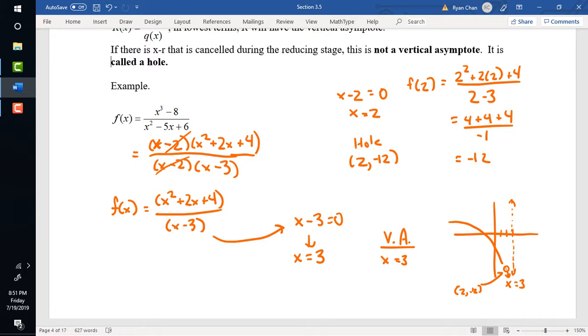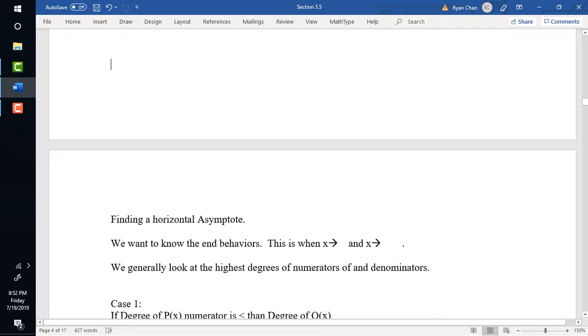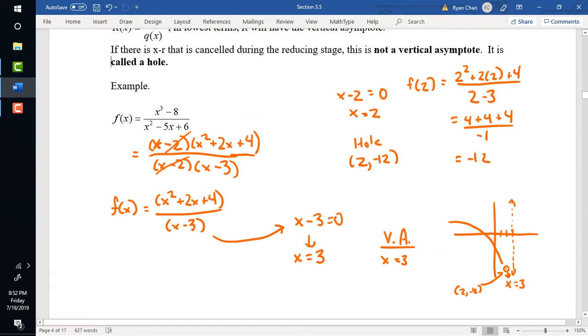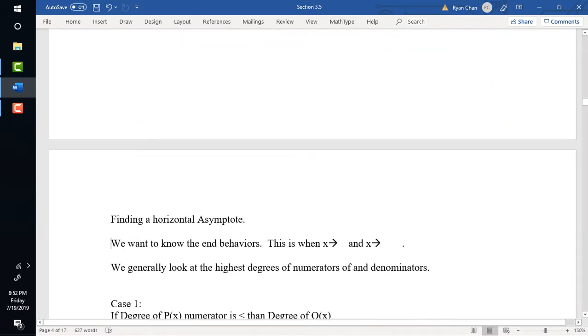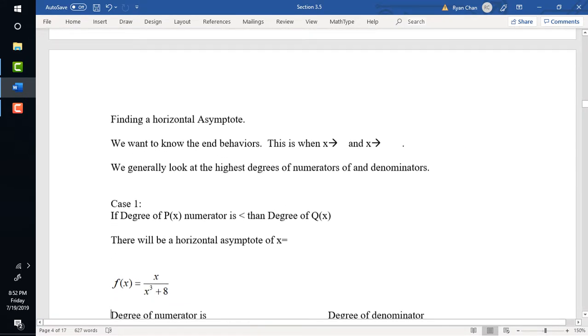So yeah, once again, holes are canceled factors that you set equal to 0, and then you'll plug in to find your y. Your vertical asymptote is your denominator factors that remain after the cancellation portion. Okay. So first two aspects, right, we have is vertical asymptotes and holes. Okay. So now let's talk about the next part, in which we have a horizontal asymptote.